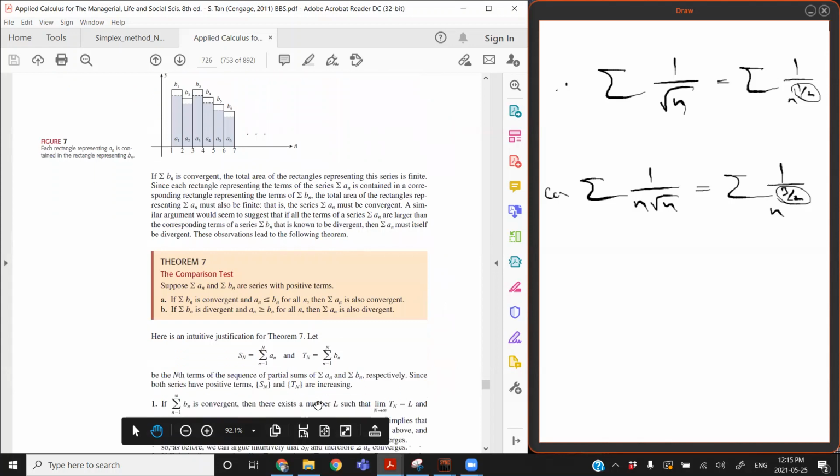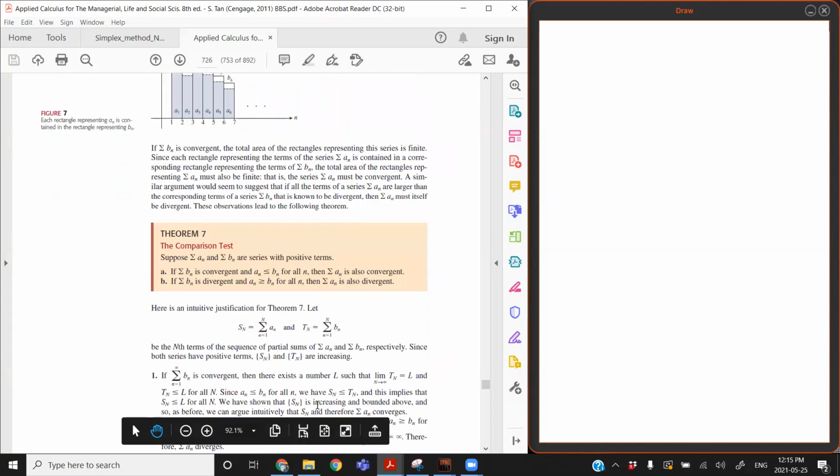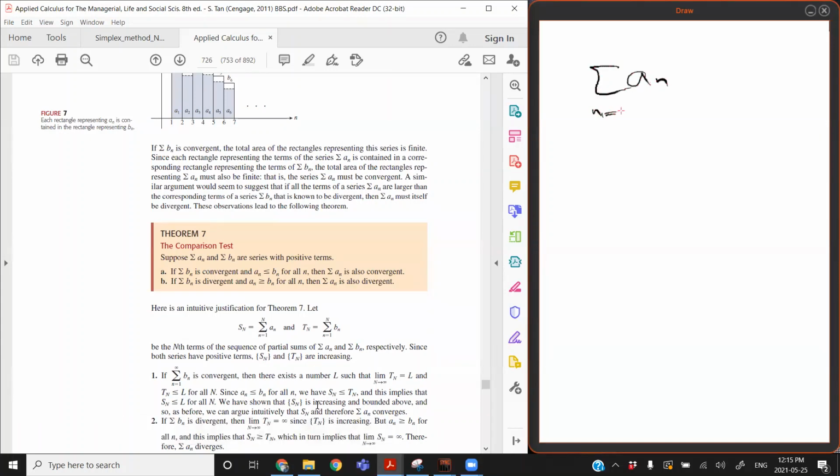So comparison test has a very, very simple logic. Imagine you have a series like this. Sigma a_n, let's say n starts from 1 to infinity, and you have another series, sigma b_n, n from 1 to infinity. And also imagine that you have this situation.